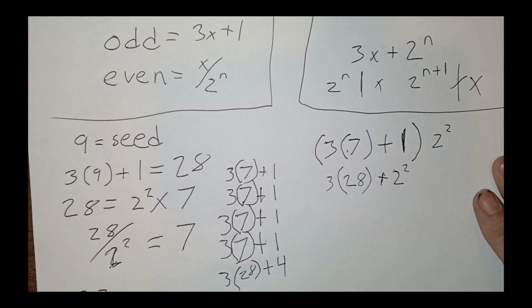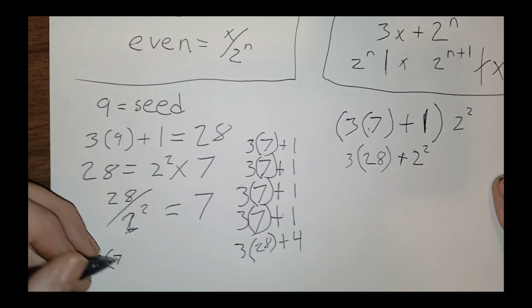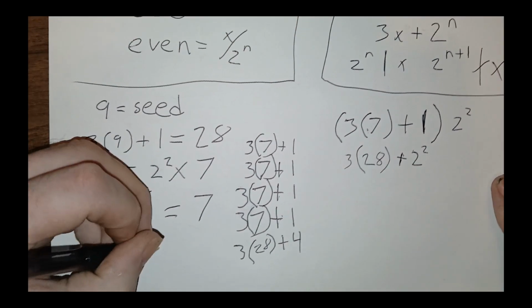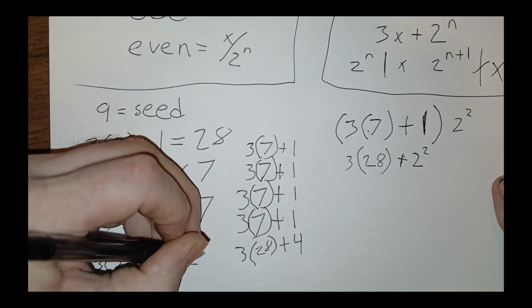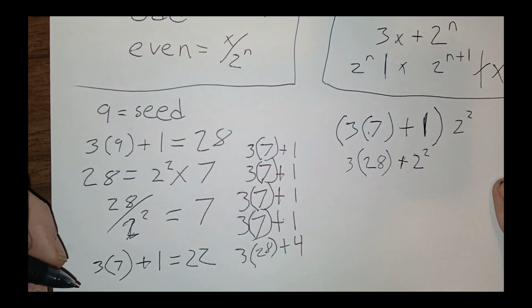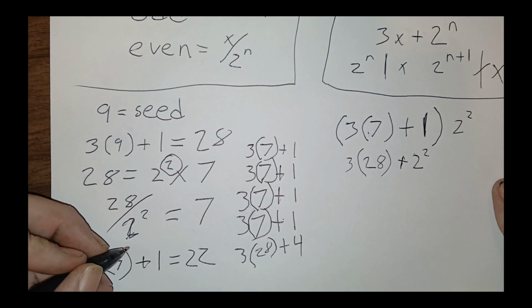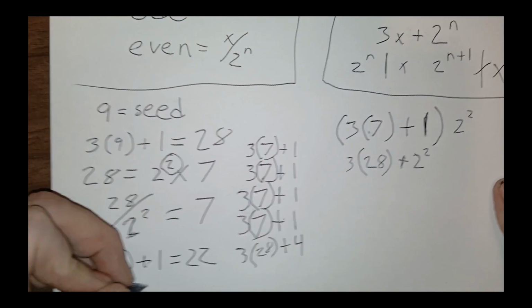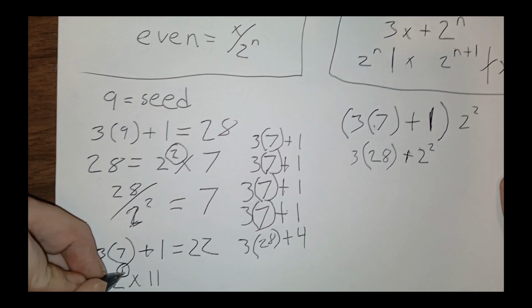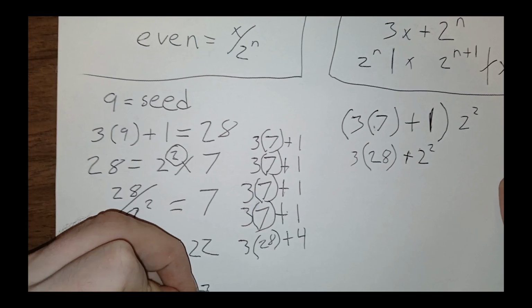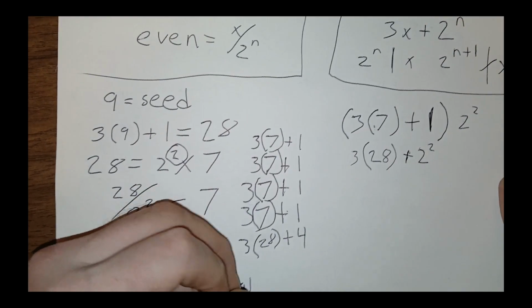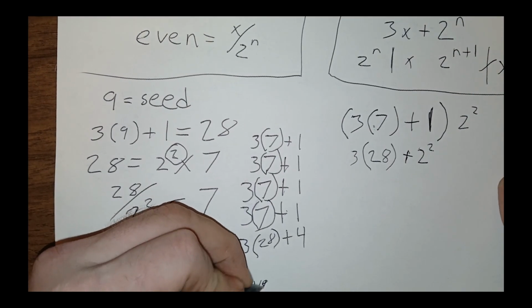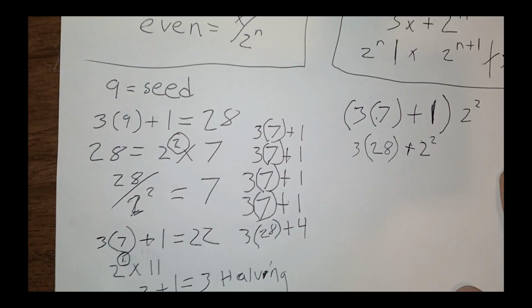Now, if we go back to the traditional function, multiplying 7 by 3 and then adding 1 would originally give us 22, which has a prime factorization of 2 to the power of 1 times 11 to the power of 1. This provides us with one more halving step. Combined with the 2 previous halving steps, this is a total of 3 halving steps, which would bring us to 11.